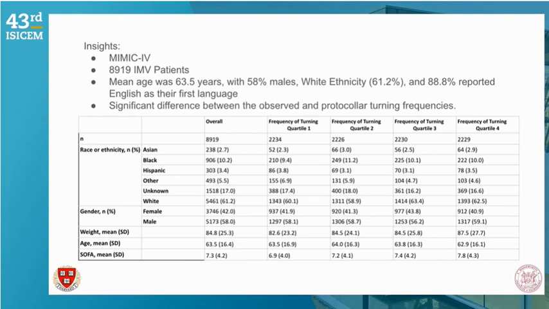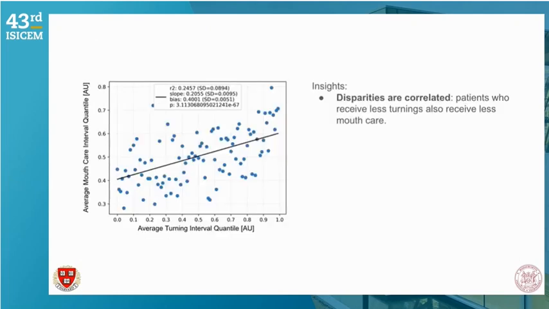What we did find is that the heavier patients are turned less frequently. So it gave us confidence that this database is actually accurate, has fidelity. But what we found is that the people who were less turned were also the people who had less mouth care.